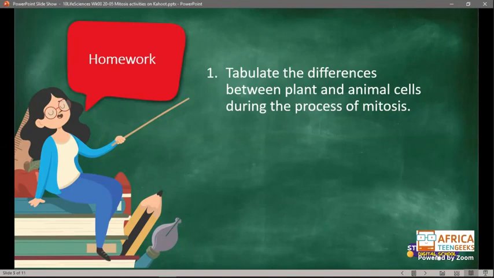Tyrese says the difference is how they make the daughter cells. Elaborate on that, Tyrese. Elaborate on what you are saying. How? What do you mean?